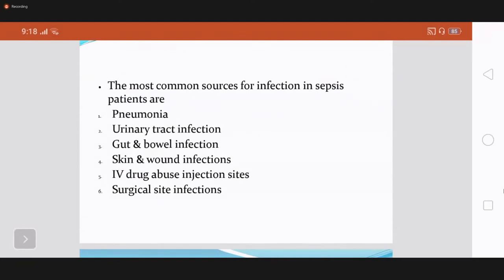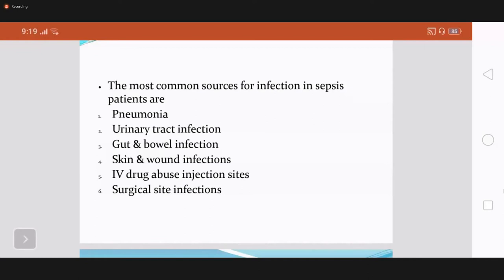respiratory infections, we have pneumonia. The patient might present in sepsis secondary to a urinary tract infection, secondary to gut or bowel infections, skin and wound infections like necrotizing fasciitis, or a patient that has received some sort of trauma or a road traffic accident, and then they develop infections. Or in patients who are IV drug abusers, the infection might be at the injection site or the surgical site infections.